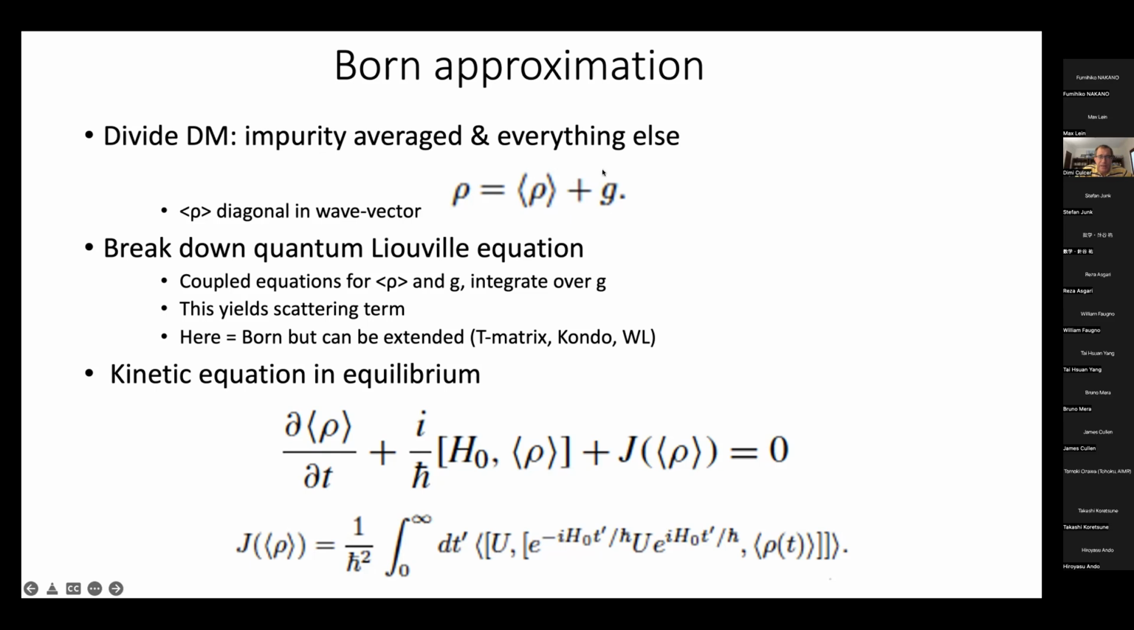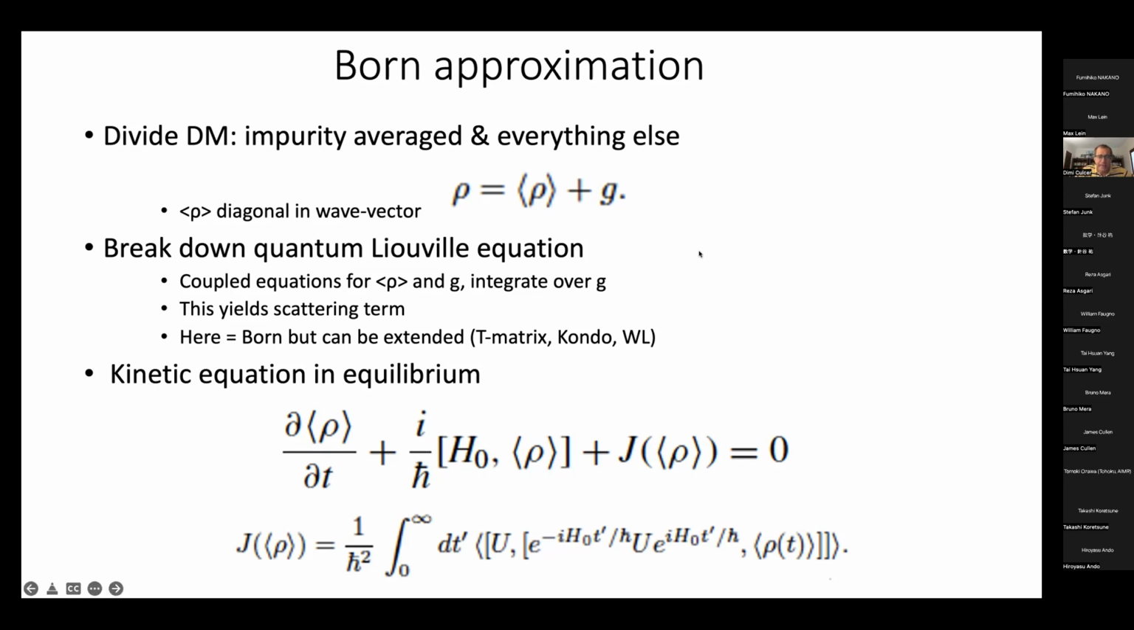And we are going to get an equation for this G. And then these equations are going to be coupled, and we're going to be able to integrate over this G, which is the fluctuating part. And the way we do this integration, or the way we make this approximation, defines the level at which we treat disorder. So I'm just going to focus on Born here.